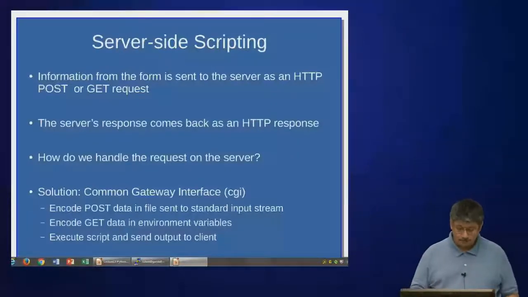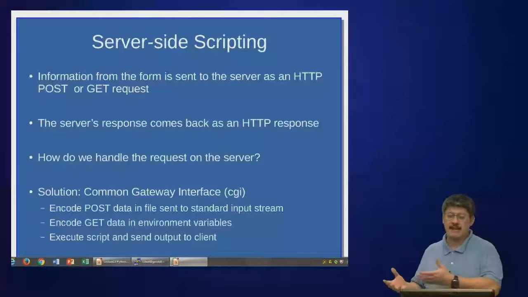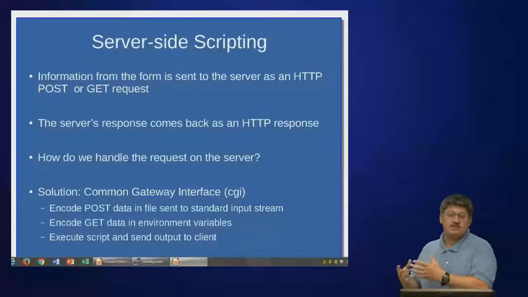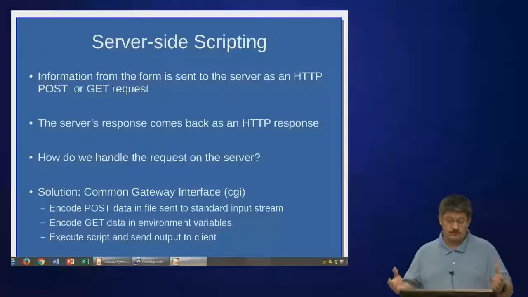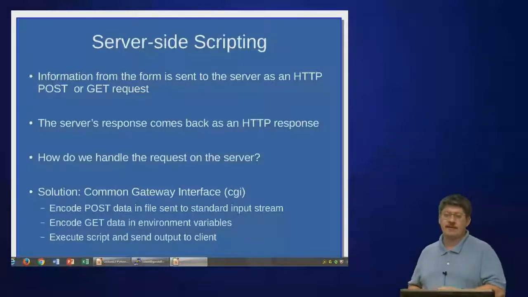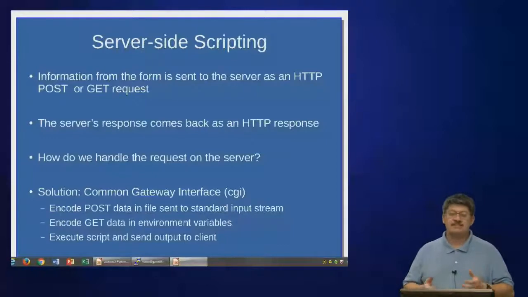So the server's response will come back as an HTTP response packet, and this opens the question, how do I generate that response? How can I write a script that does something useful and interesting with this information from the form? The answer is that we're going to use something called the Common Gateway Interface, or CGI. The CGI is a standard that was developed to allow scripts written in different programming languages to interact with the web.